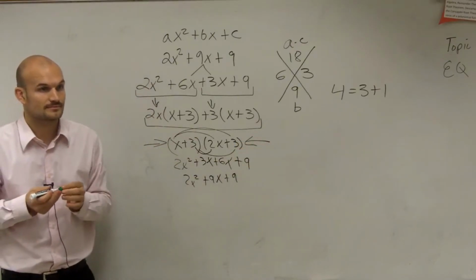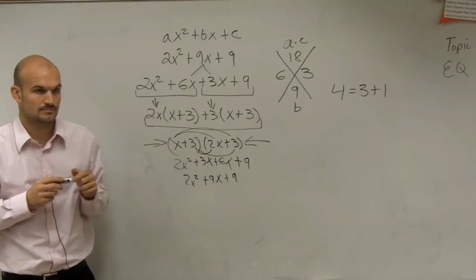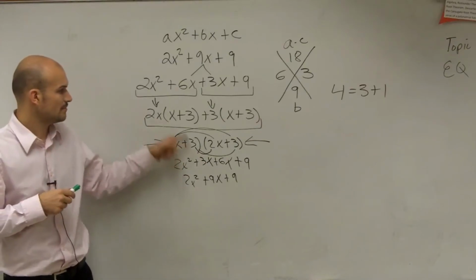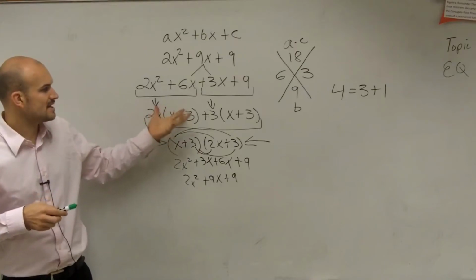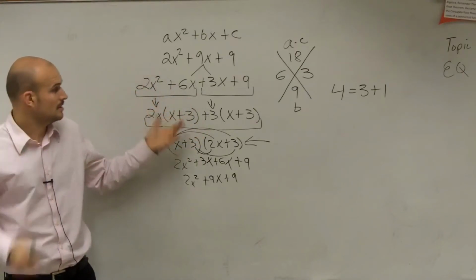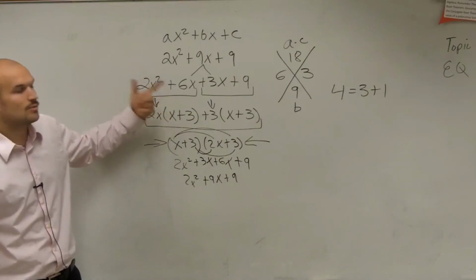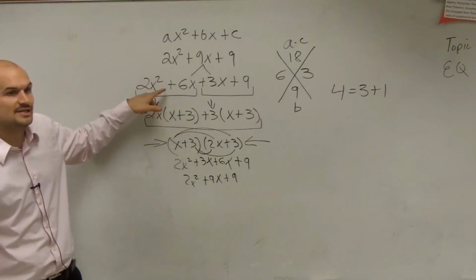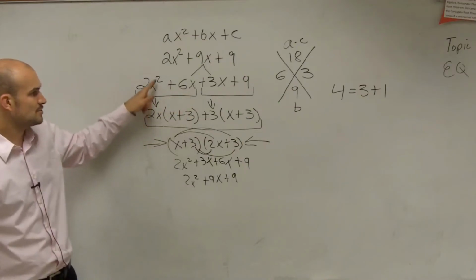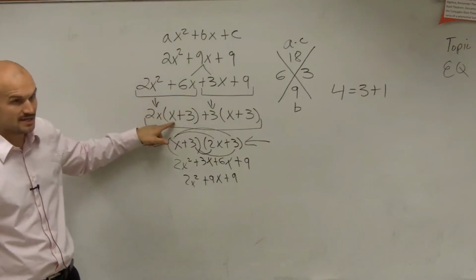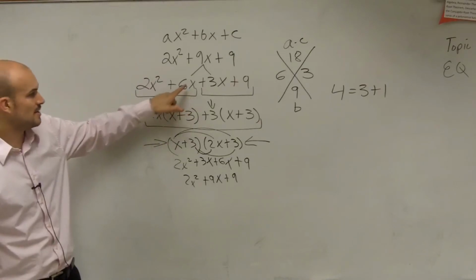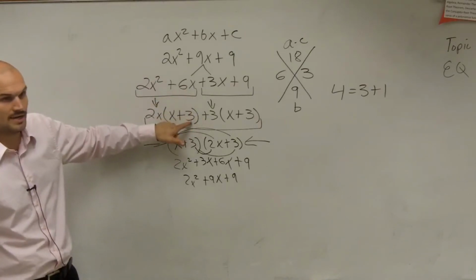Yes, Amber. From here to here? Remember, I just pulled out what they had in common. Think about here. What do they have in common? They have a 2x, right? So what you do is you divide each term by 2x. So 2x squared divided by 2x leaves x. 6x divided by 2x leaves 3, right?